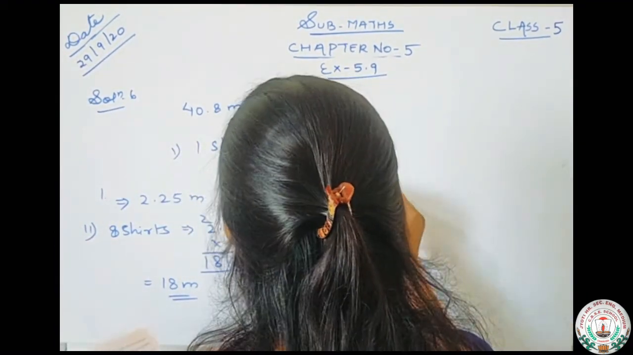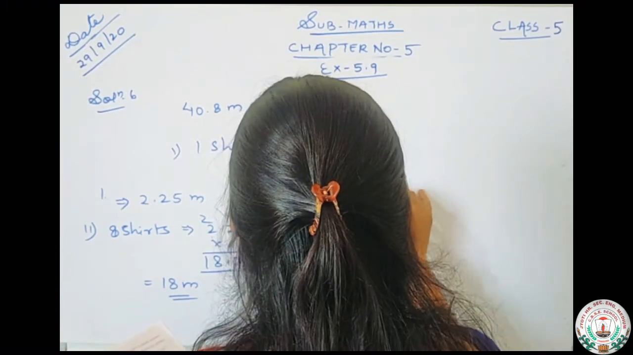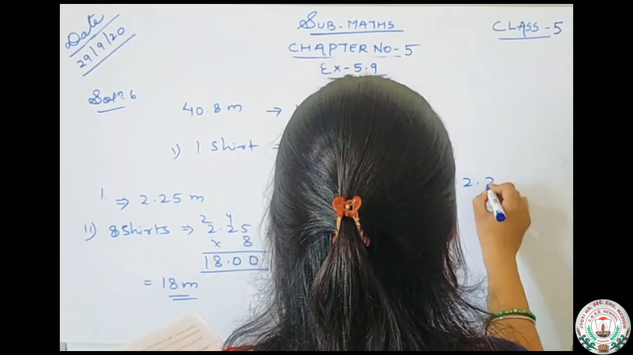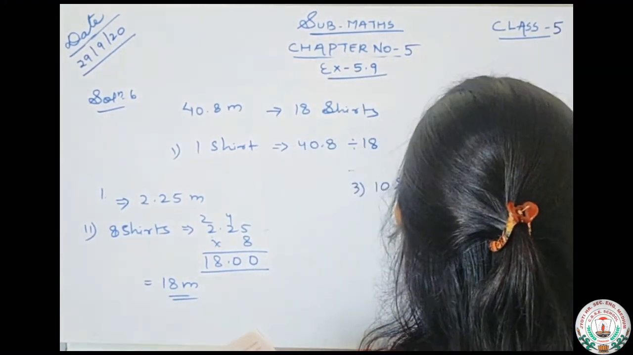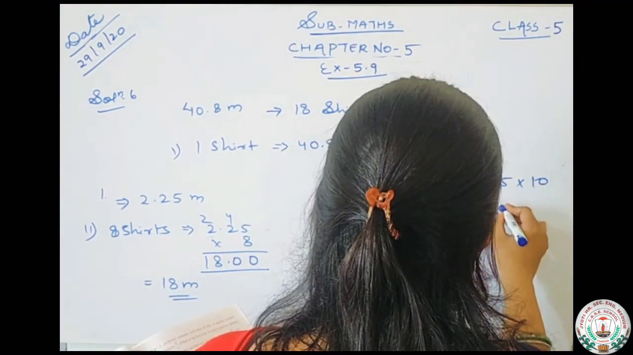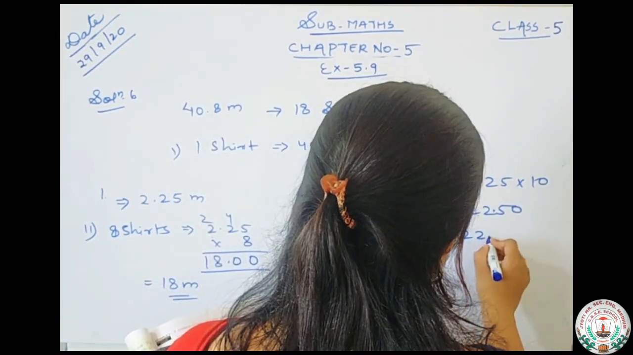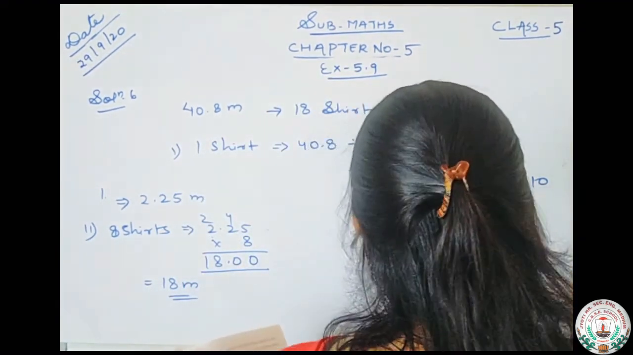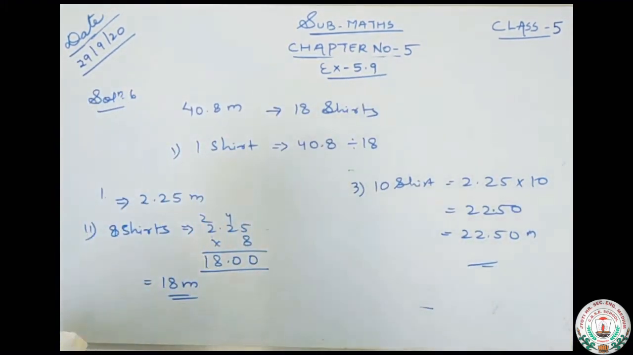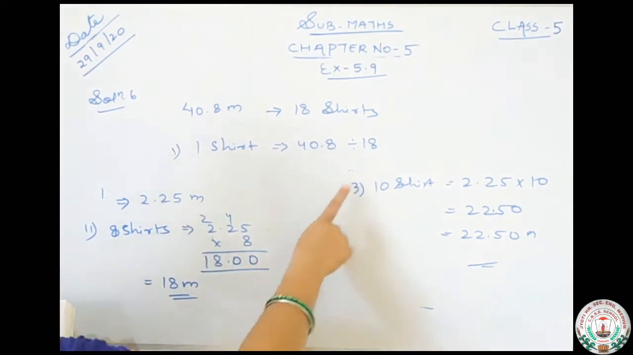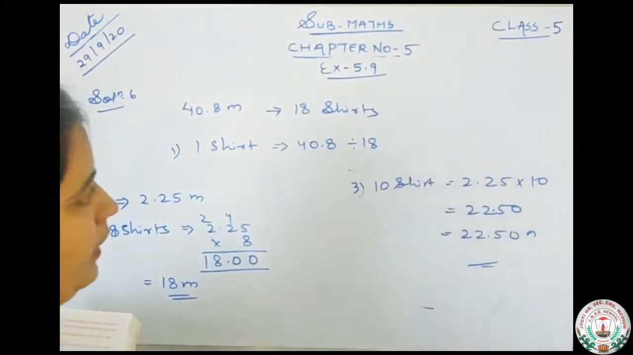Now the third is 10 shirts. So you will multiply this by 10. 2.25 into 10 is 22.50. First you will take out for 1 shirt how much cloth is required: 2.25 meter. For 8 shirts you will multiply by 8. For 10 shirts you will multiply by 10.